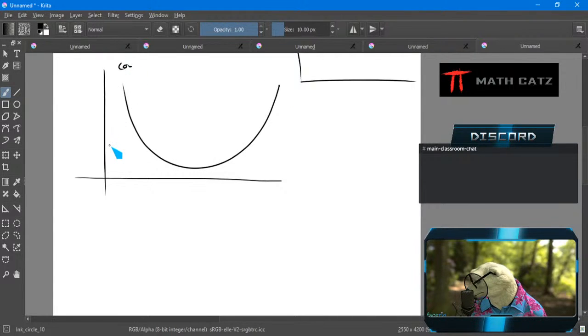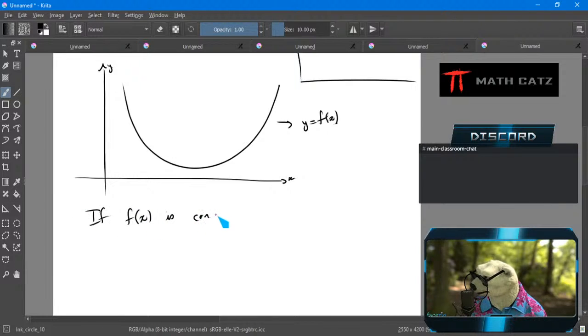Actually, I'm going to write it at the bottom. Big smile. Best case scenario. And let's call this guy f of x. So if f of x is looking like this, concave up, what can I say about the slope values?